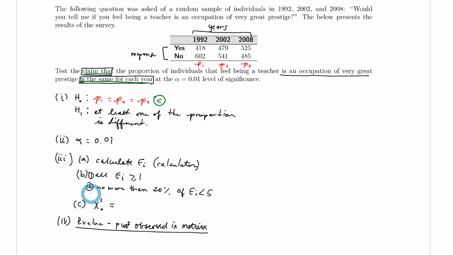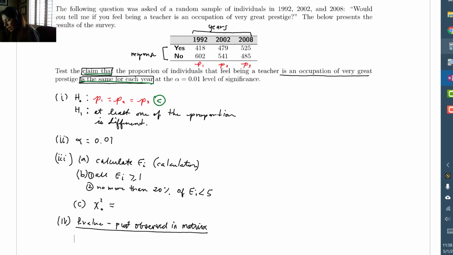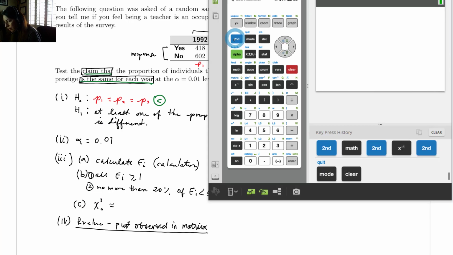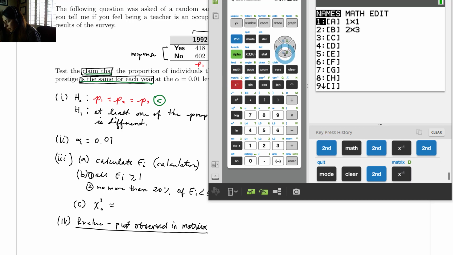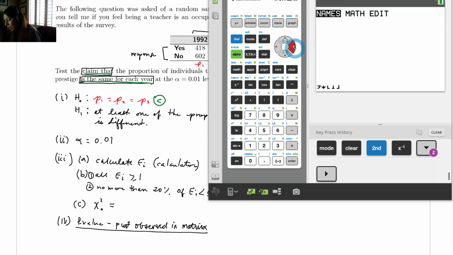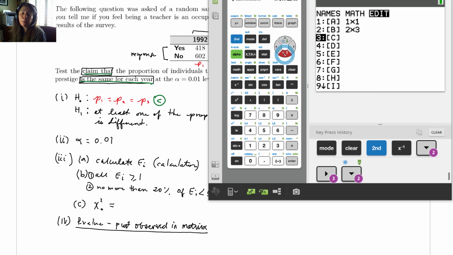So let's go to our calculator. Let's go to second x inverse, which gives us the matrix. And let's go ahead and enter in C matrix. So I have something in A and B, so I'm going to go ahead and go to edit, and go to C, which is an empty matrix, and put the observed. Notice D is also empty, so I'm going to use that for my expected when I put it in the chi-square test. Okay, so let me go ahead and do C.